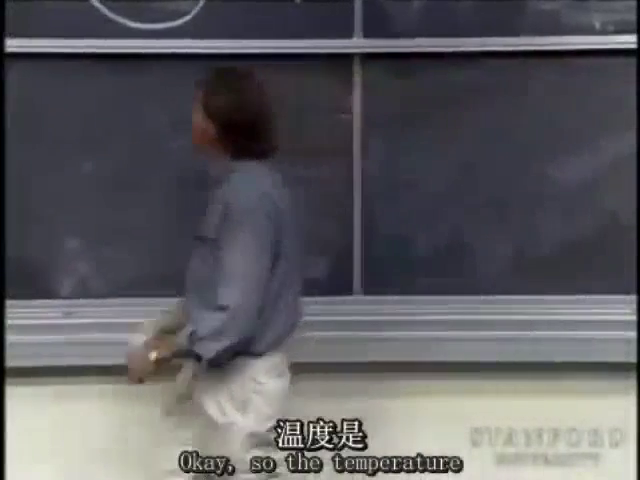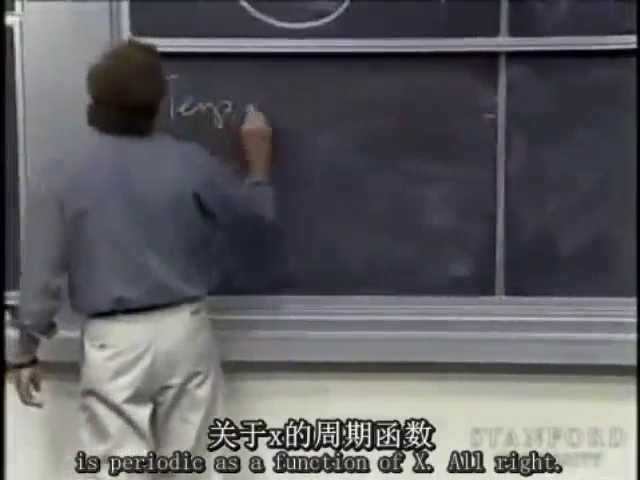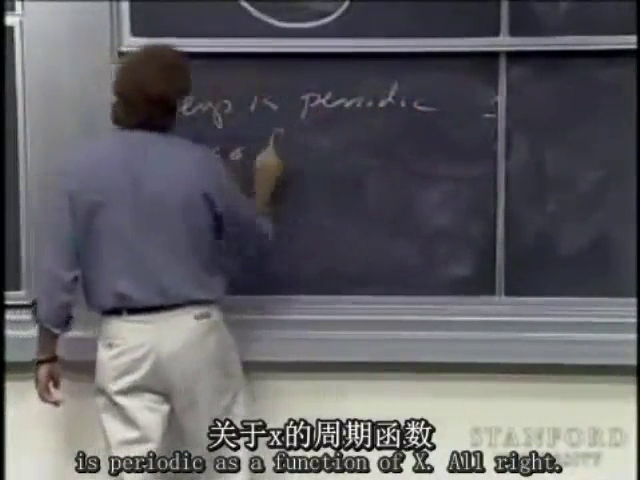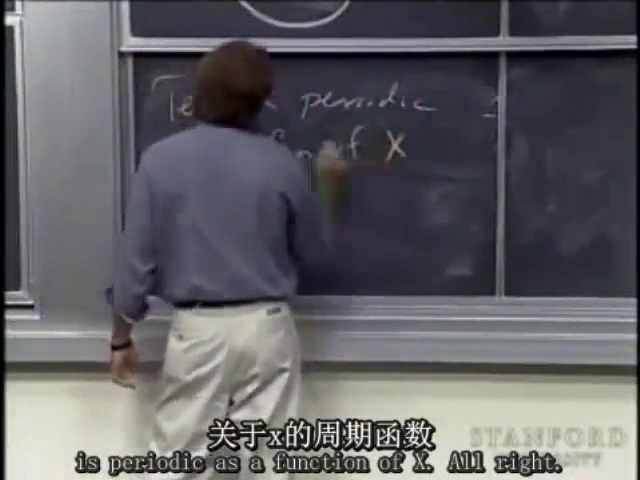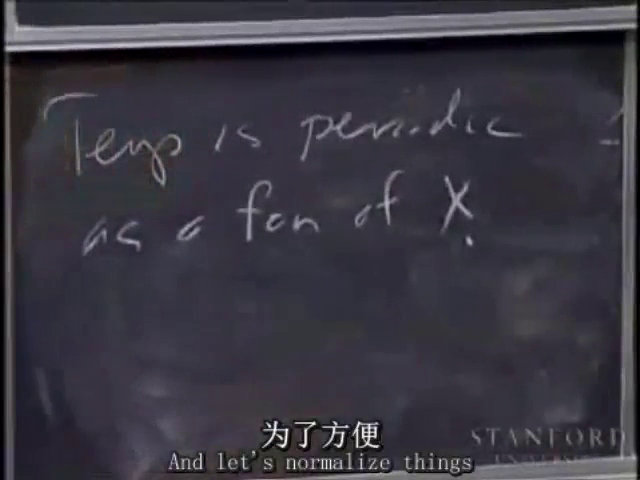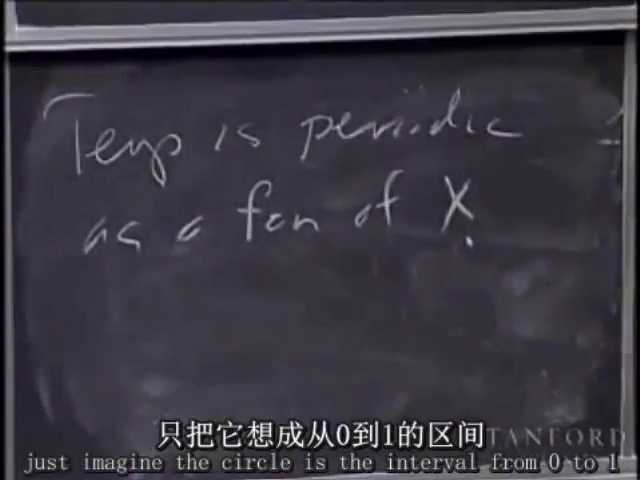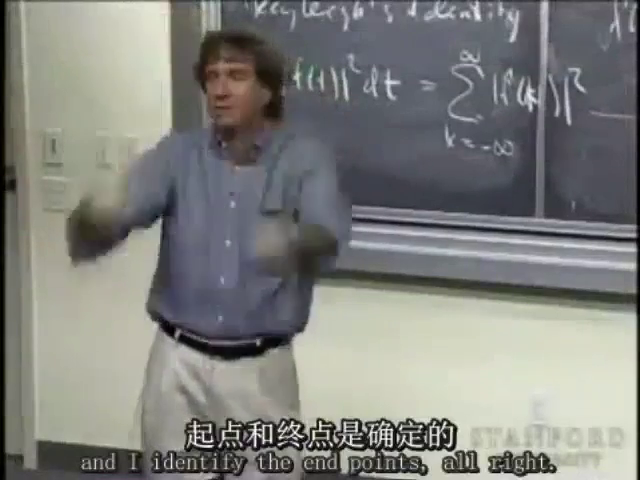Okay? So the temperature is periodic as a function of x. All right, and let's normalize things so we assume the period is 1. So the circle is radius, whatever it is. Or another way of looking at it is imagine the circle is just the interval from 0 to 1, and I identify the endpoints.